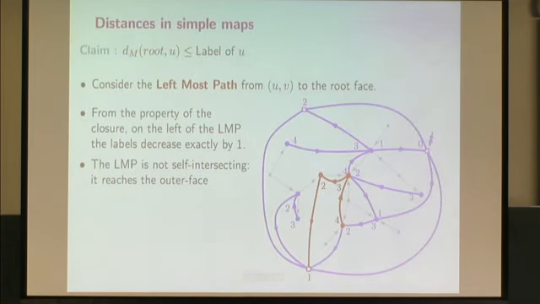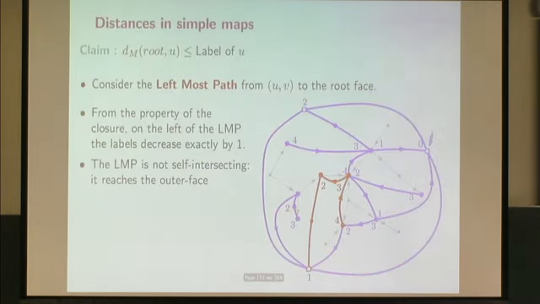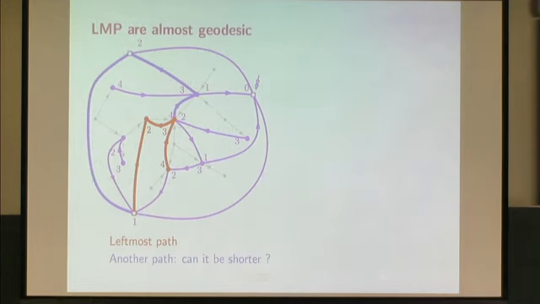So now actually leftmost paths are much better than that. They don't just give an upper bound, they are actually almost geodesic paths. And why is that? So I have here my leftmost path in red, and I have another path in my map, and I ask whether this blue path can be shorter. And now I'm going to consider, so my map here is endowed with its tree orientation. I'm going to add the buds.